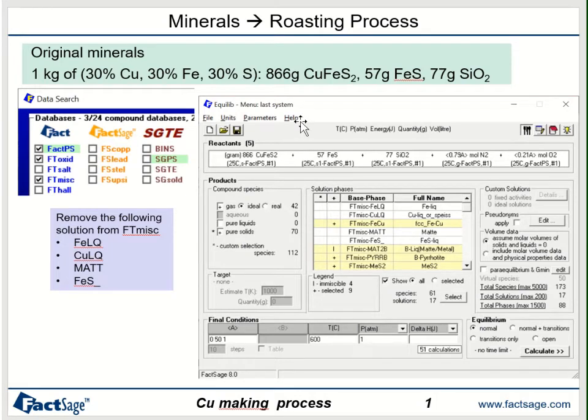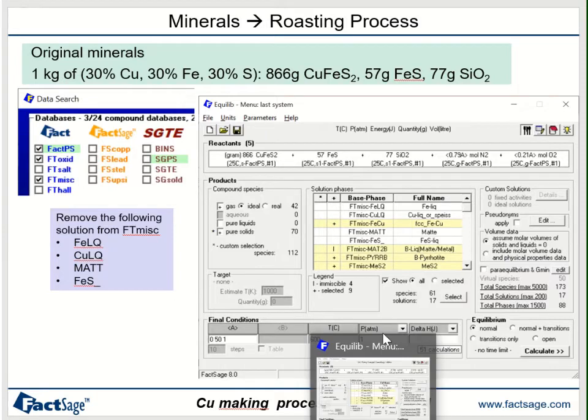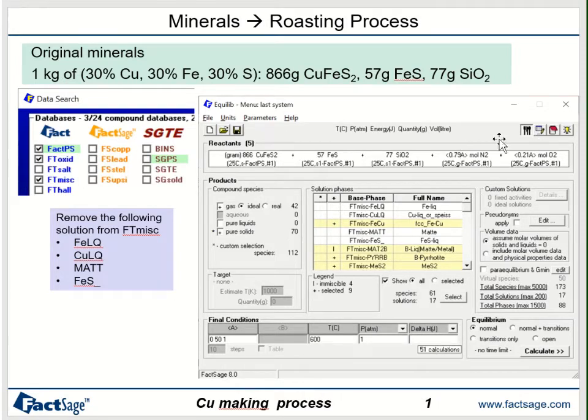Now let's look at actual phase calculation. The first example we want to do is the roasting process calculation. As we can see, the original mineral we want to use in this calculation is 1 kilogram of minerals, which is 866 gram of CuFeS2, 57 gram of FeS, and 77 gram of SiO2 as input. Okay, and then we're going to inject air, and then we'll do the calculation at 600 degrees Celsius.